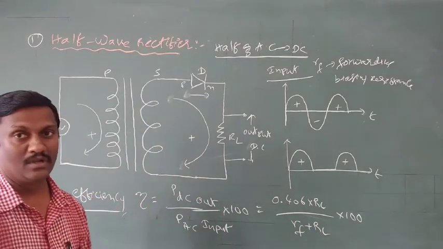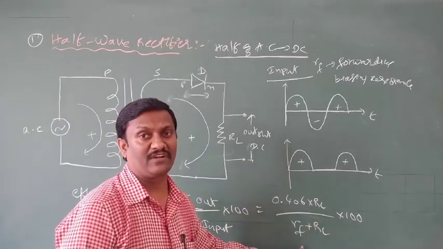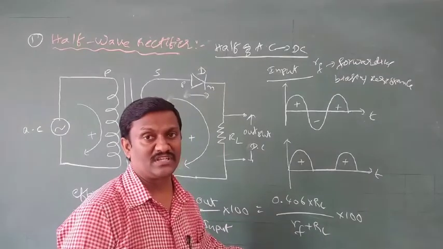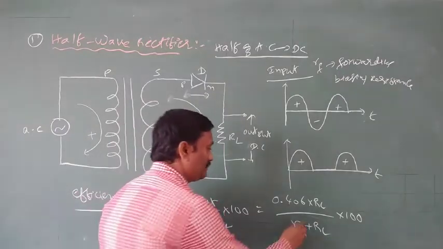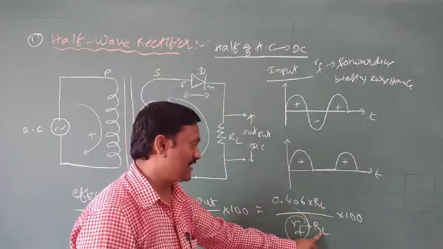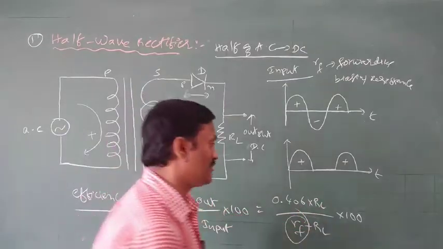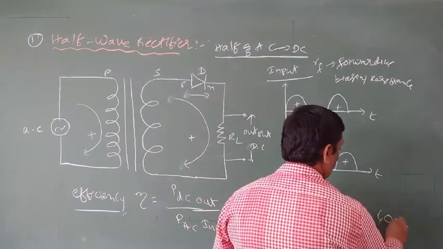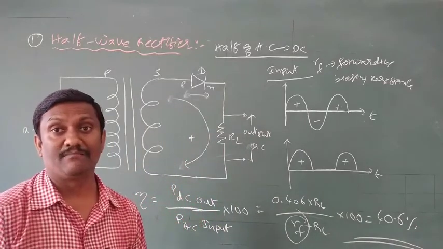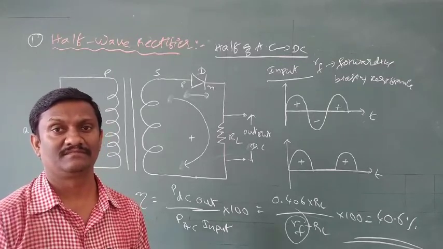Load resistance is in the order of kilo ohms, while diode resistance is in the order of 10 ohms. Compared to kilo ohms, the forward biasing resistance RF is negligible. Neglecting RF, the RL values cancel, leaving 0.406 into 100, which is 40.6. So in a half wave rectifier, a maximum of 40.6% of AC is converted to DC.